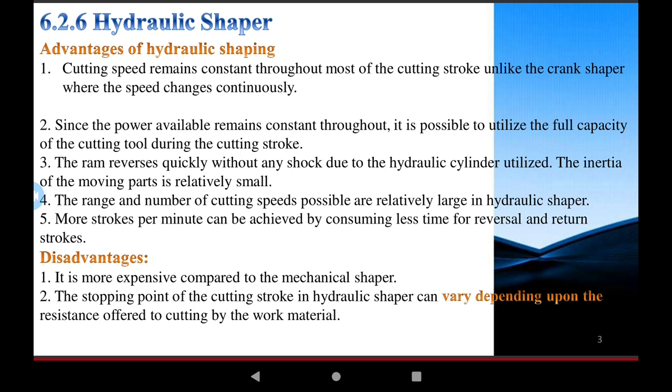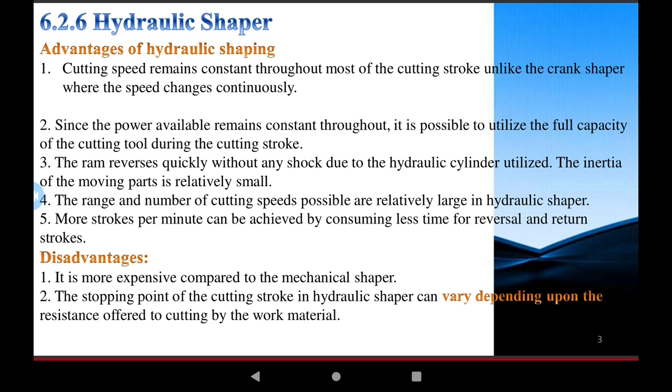The forward stroke is the one that cuts the metal. The second is the reverse stroke, which does not cut the metal, and the machine's speed is increased in this stroke. In the forward stroke, the machine speed is decreased, as it is doing the work.